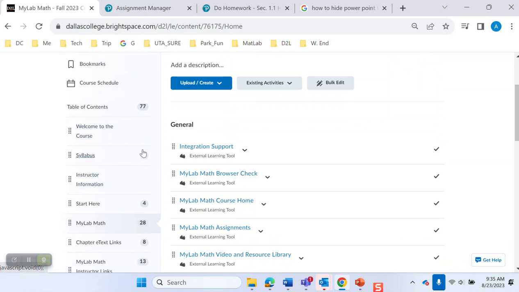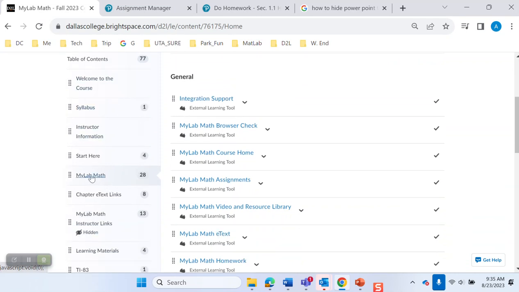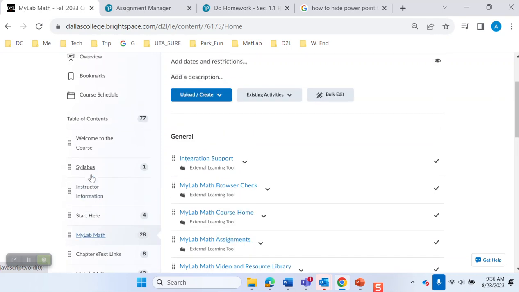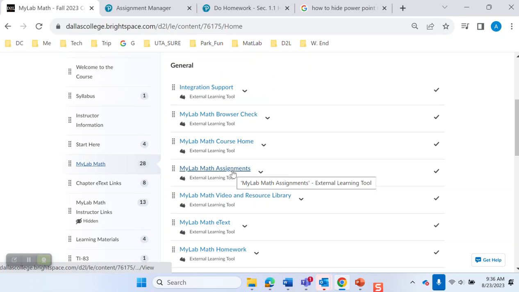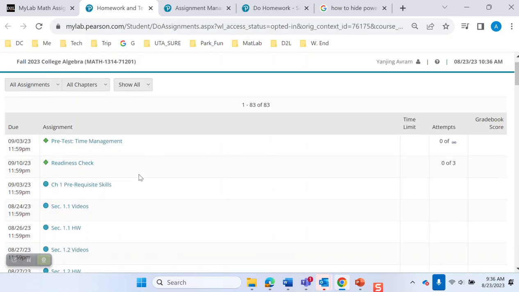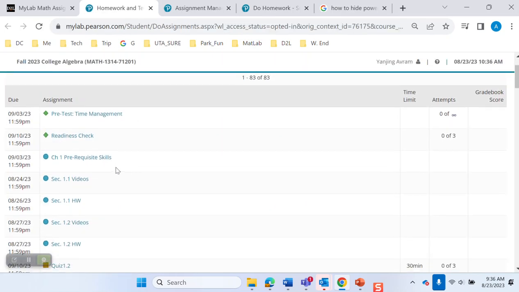So where do you do the homework? You will need to go to the MindLab Math in here. If you go to the MindLab Math, you can click the MindLab Math assignment, or you can go to the home page and then click on assignment. Just click the assignment in here, and it will take you directly to the homework assignment.